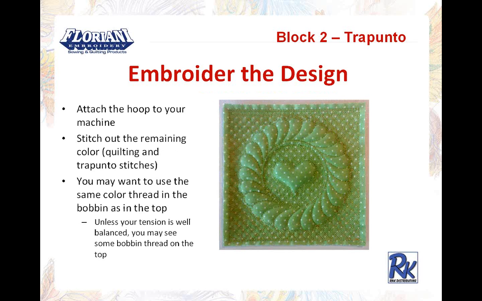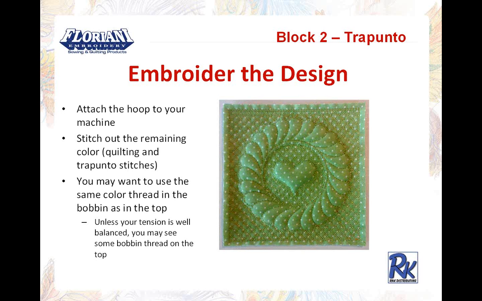Next, you're going to attach the hoop to the machine and stitch out the remaining color, which is going to be your quilting intrapunto stitches. And a note is that you might want to use the same color thread in the bobbin as in the top for this step. Unless your tension is really well balanced, you may see some bobbin thread coming up on the top. It just depends a lot on your machine and your machine settings and how well your tension's balanced. But to play it safe, if you use the same color thread in the bobbin, you won't have any issues.